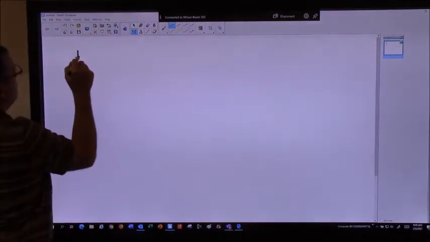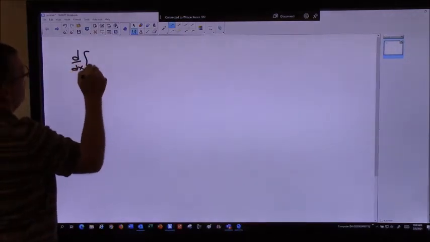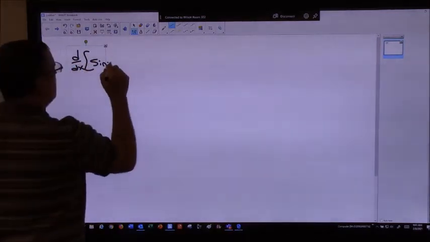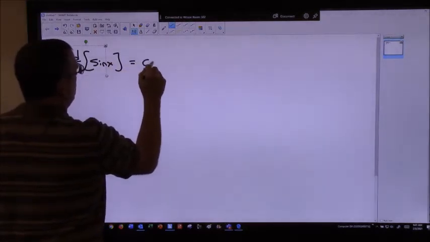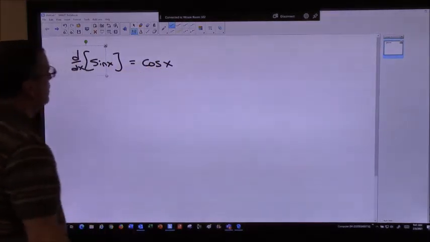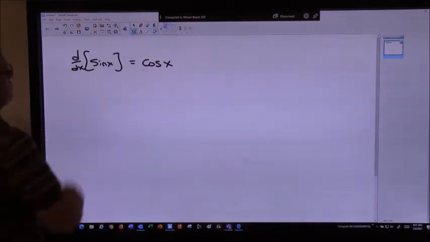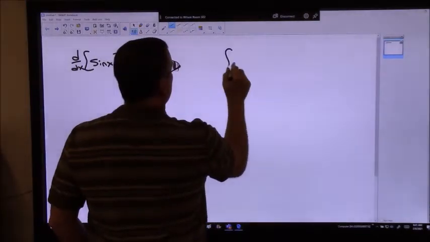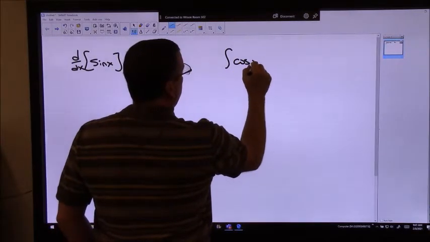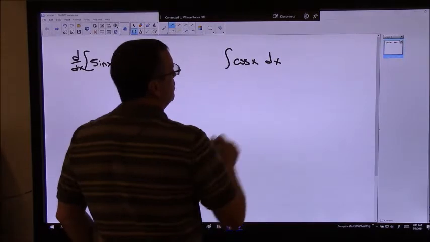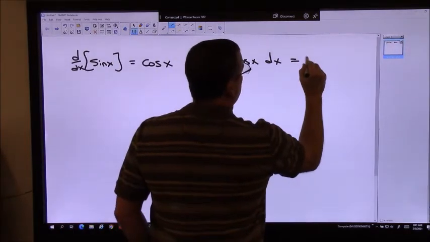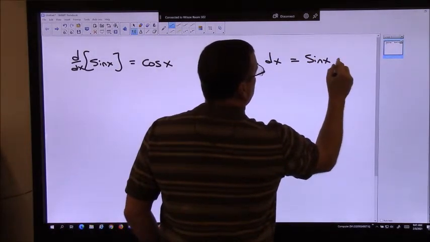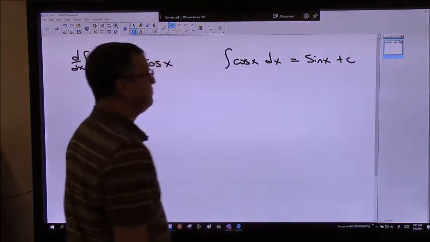So we know that the derivative of sine of x is equal to cosine of x. So if that's the case, then we know what the integral of a cosine is, right? The integral of cosine of x dx is equal to sine of x plus c.